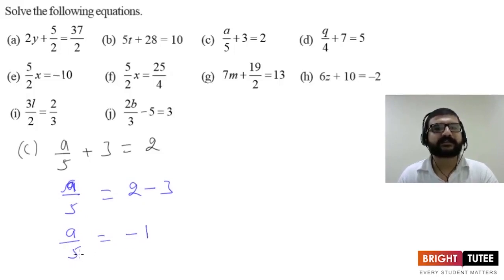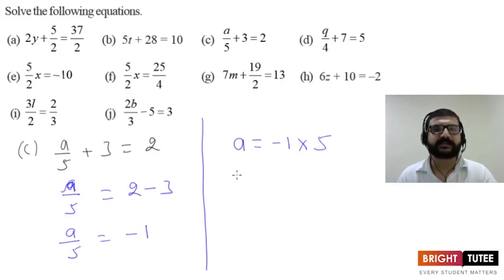Now we have to get rid of this 5. What we can do, we can multiply both the sides by 5, or we can simply transpose this 5 to the right side of the equation. So after transposing, what we will get, a is equal to minus 1 multiplied with 5. 5 was in division here, so after transposing it will come in multiplication. So the value of a we are getting from here is minus 5. Hence the final solution is a is equal to minus 5.